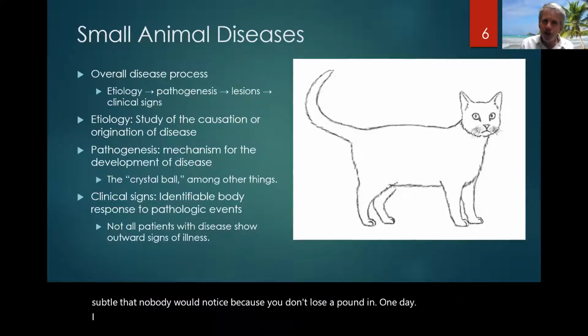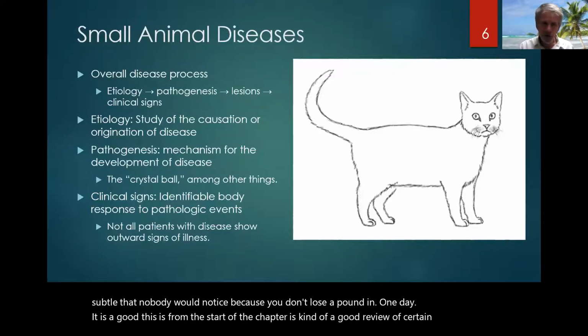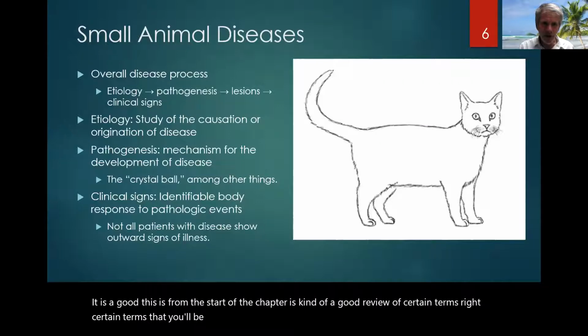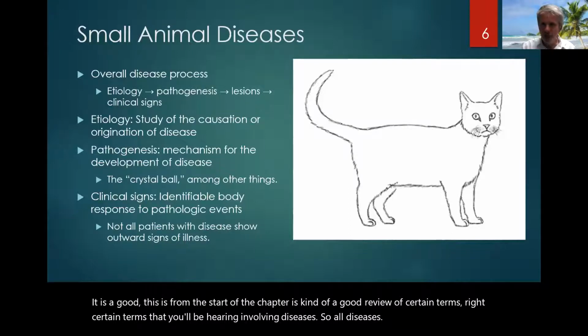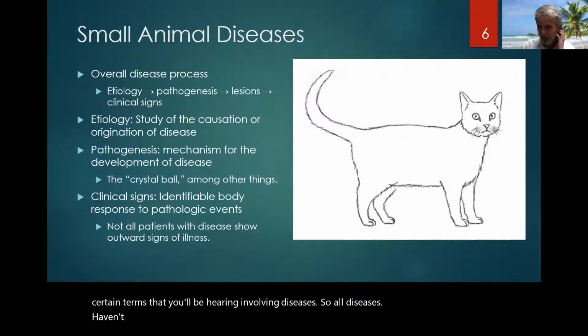This is from the start of the chapter. It's just kind of a good review of certain terms, right? Certain terms that you'll be hearing involving diseases. So all diseases have an etiology, pathogenesis, and clinical signs.